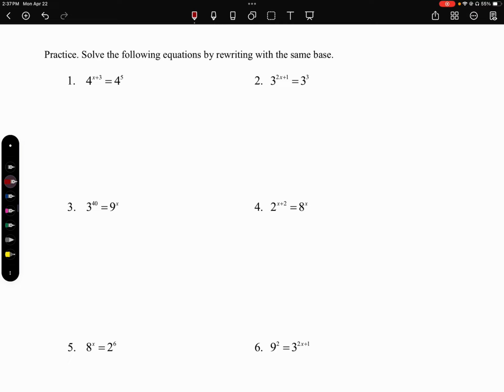Let's get started. The directions state, practice. Solve the following equations by rewriting with the same base. Starting with number 1, we can see here that we have 4 to the power of x plus 3 equals 4 to the 5th.